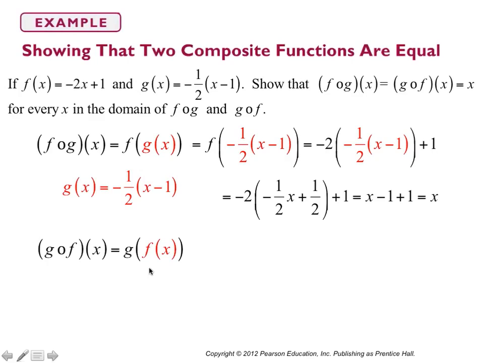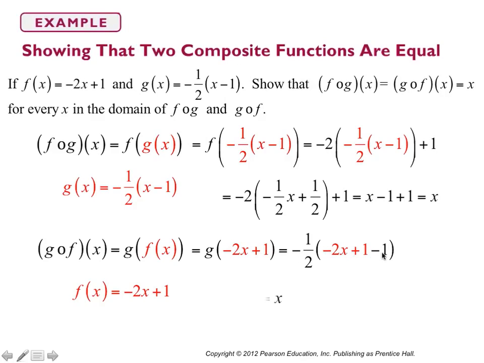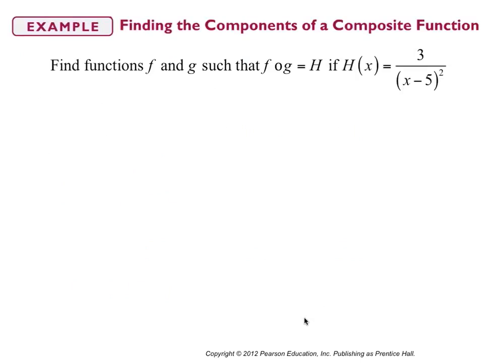Now we also have to check it the other way around. We take our function f of x, negative 2x plus 1, and plug it in everywhere we see an x for g. So we have negative 1/2 times negative 2x plus 1, minus 1. Combine like terms: the negative 1 and the positive 1 cancel. So we have negative 1/2 times negative 2x. The negatives cancel, and we're just left with x again.